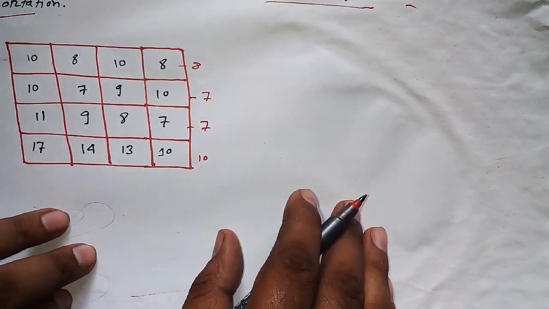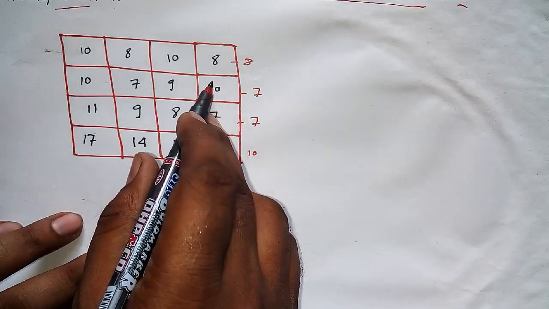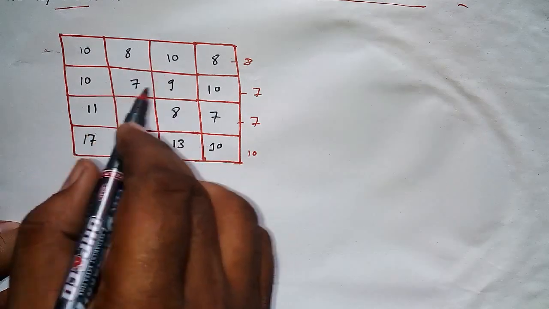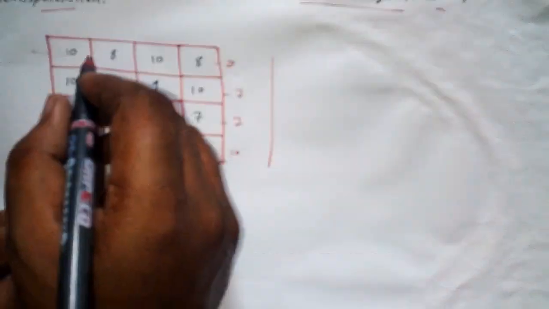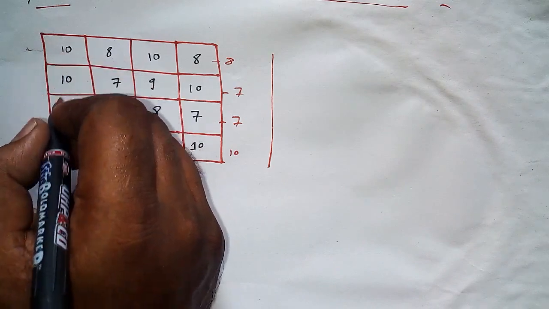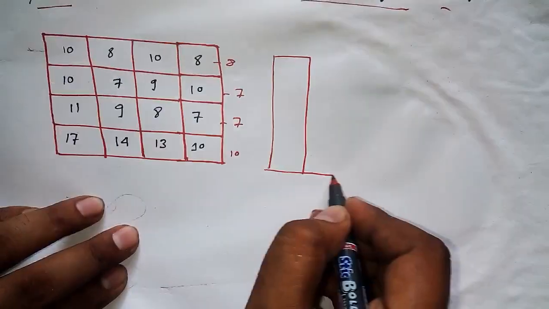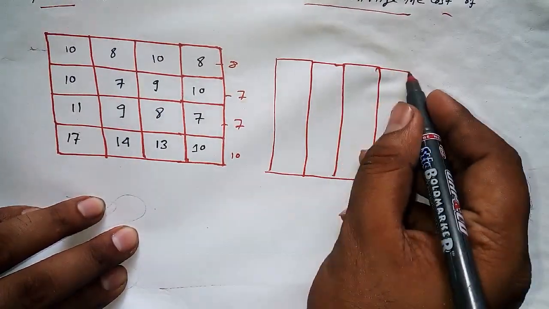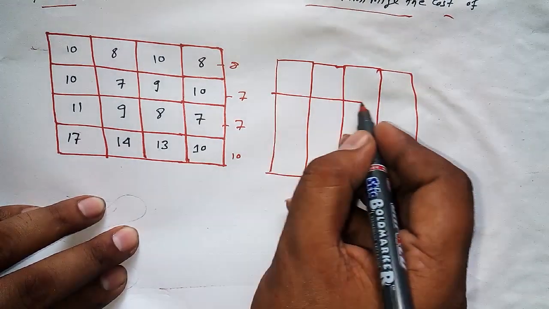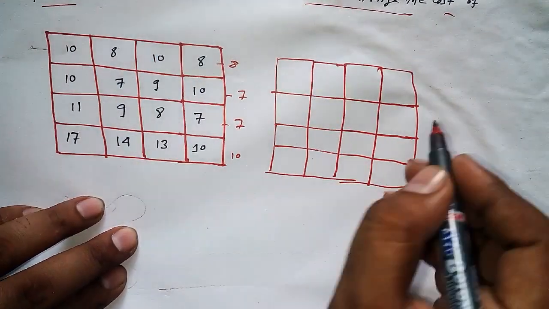So what we are going to do is create another table which will have all these numbers. This is a matrix form. We have 4 rows and 4 columns, so we're going to draw 4 rows and 4 columns. Okay, now ready to go.